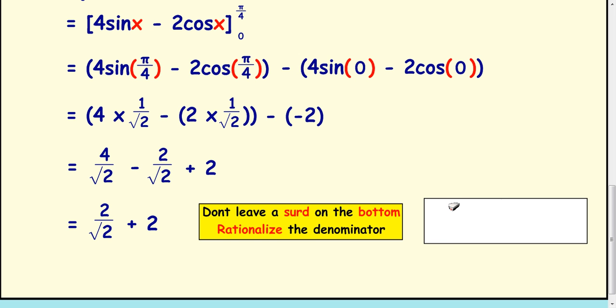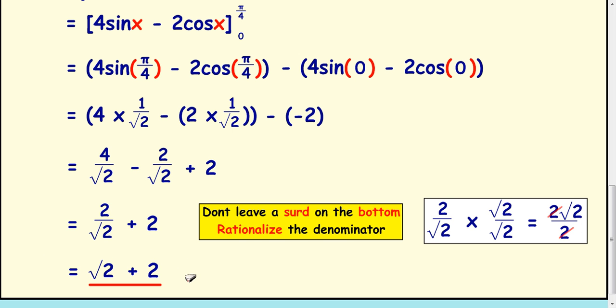So to rationalise the denominator, we take our 2 over root 2 and we multiply by root 2 in the top and the bottom. So we're really multiplying by 1 so as to not affect the value, but we get rid of the root in the bottom, because root 2 times root 2 is just 2, and we'll get a 2 root 2 in the top. These two will cancel because you're multiplying by 2 and dividing by 2, so that just cancels down basically to root 2. So we get root 2 plus 2, and that's your final answer here.